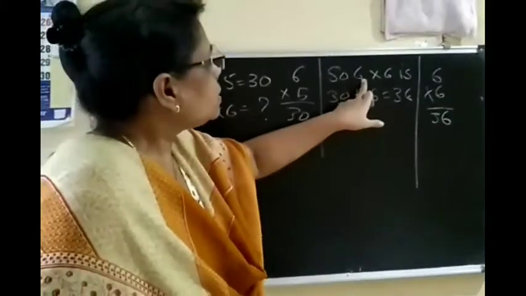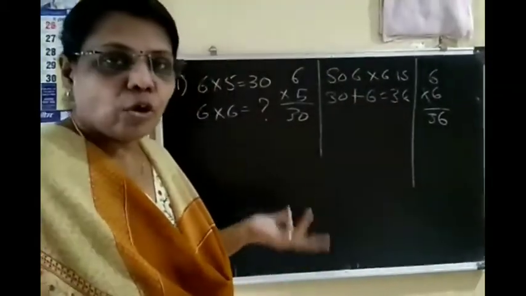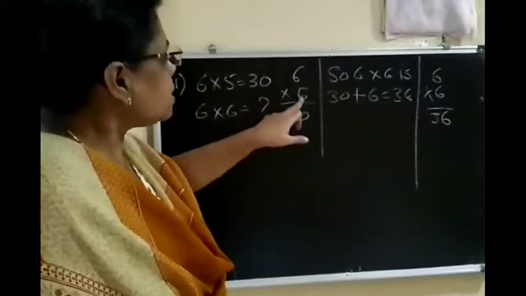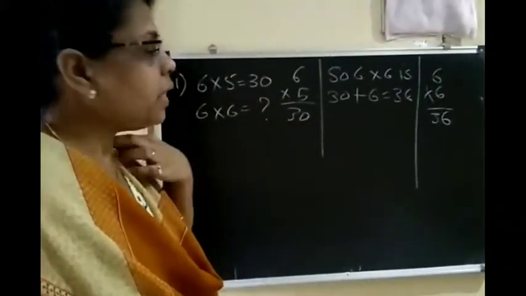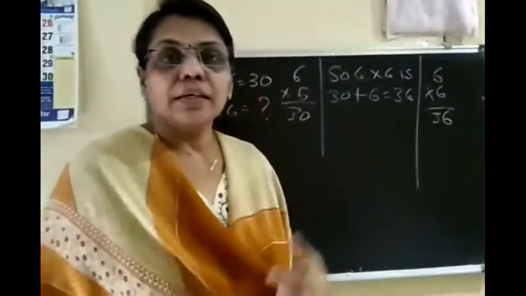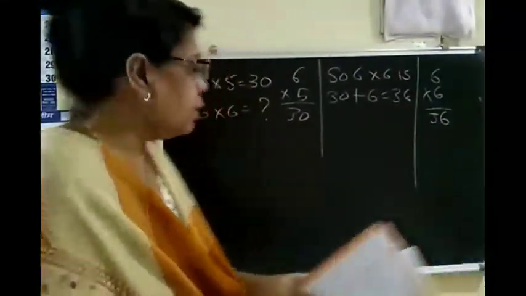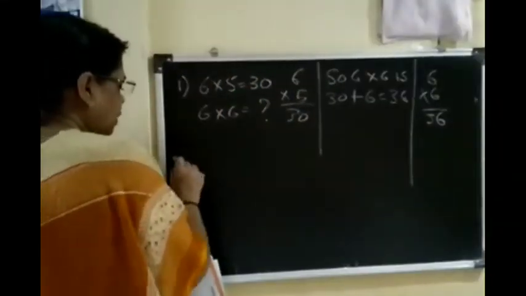See, 6 6s are how much? We want to find the answer. For that, 6 5s are 30, we know the answer. 30 plus 6, we get the answer for 6 6s are 36. Okay, one more example. Yeah, the second one.